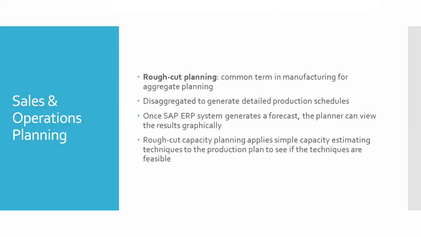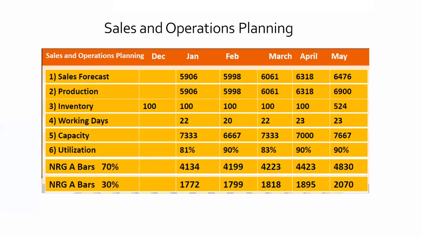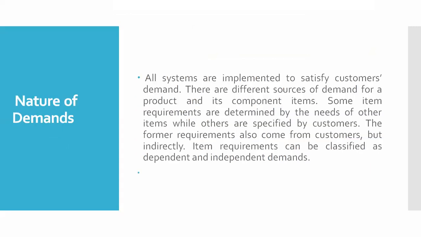Not going into the depth of that, sales and operations planning like rough cut planning, common terms in manufacturing for aggregated planning, disaggregated to generate detailed production schedules. Once the SAP ERP system generates the forecast, the planner can view the result and rough cut capacity. Then these are the discussions already discussed with you.